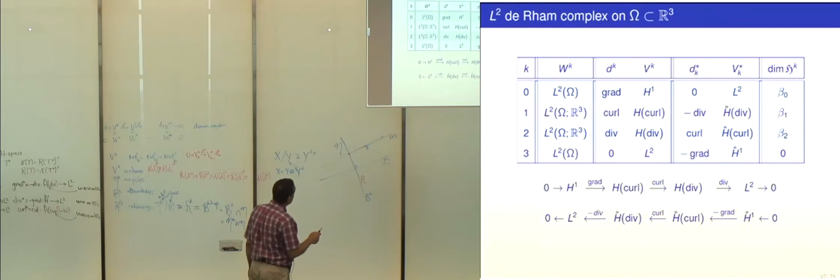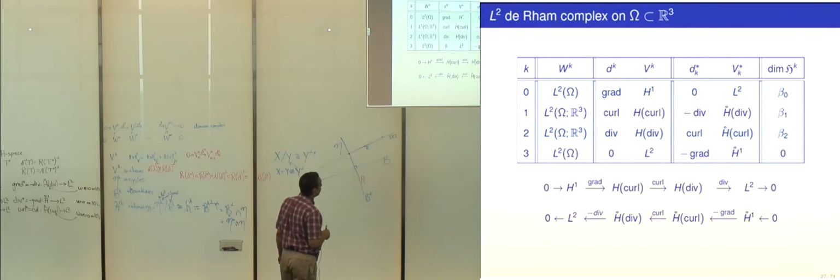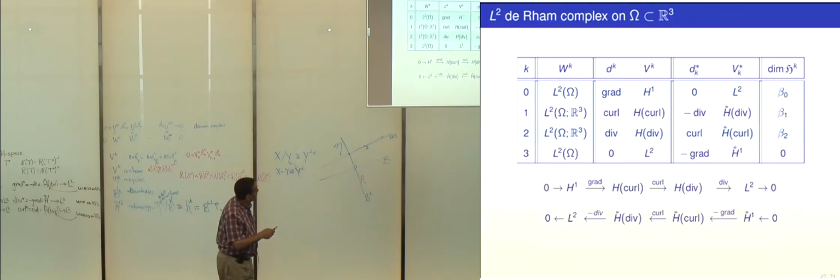The domains are everywhere where these operators are in L2. They're the set of things in L2 such that the gradient is going to get us back in L2. So that's H1, H curl, H div, and then all of L2 for the last one.